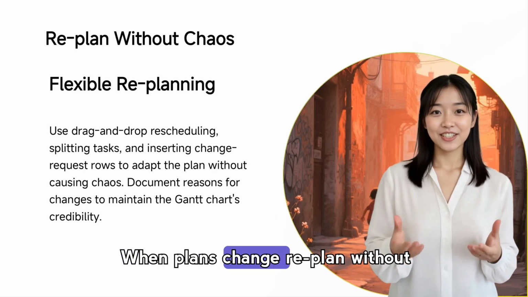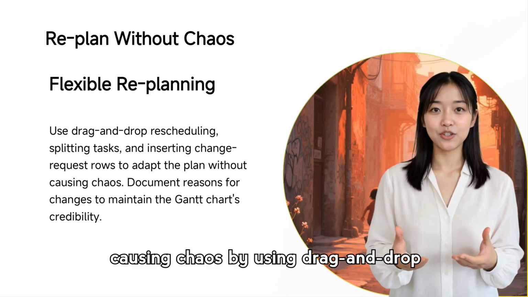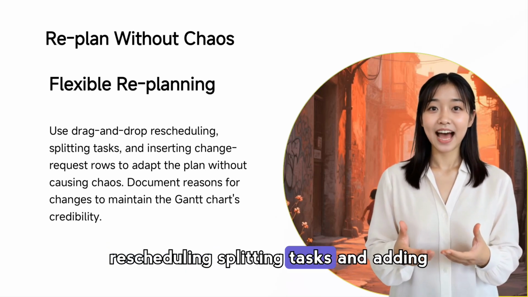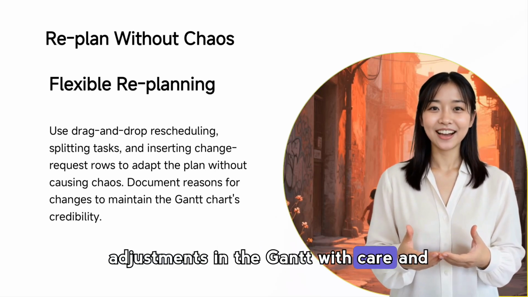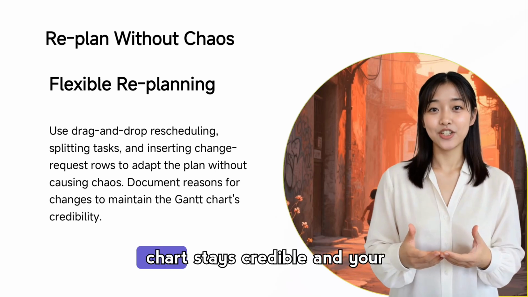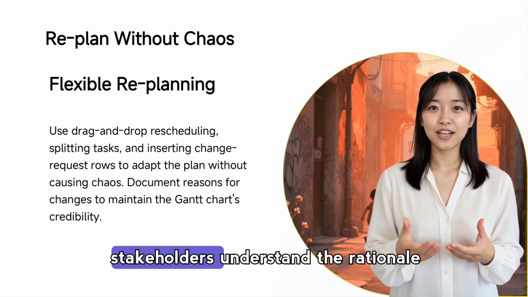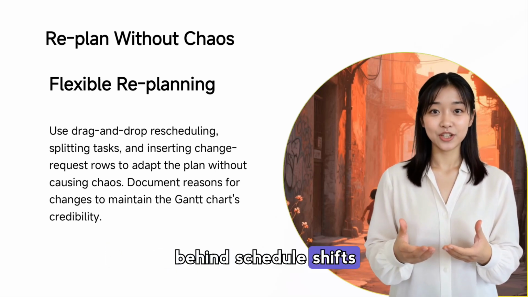When plans change, replan without causing chaos by using drag-and-drop rescheduling, splitting tasks, and adding change request rows. Make adjustments in the Gantt with care and document reasons for changes so the chart stays credible and your stakeholders understand the rationale behind schedule shifts.